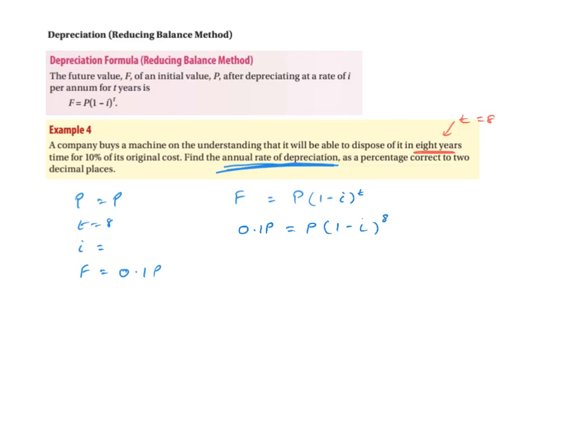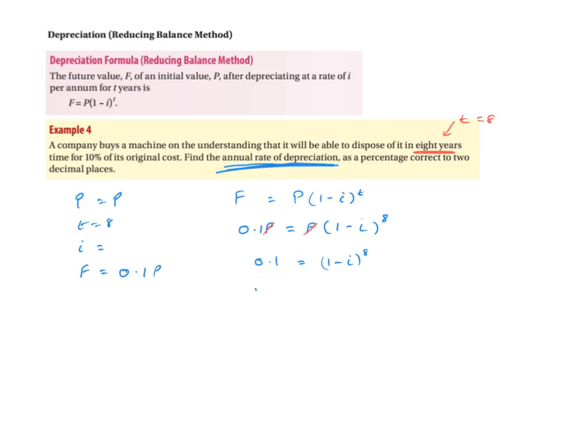Now hopefully you can see on both sides we have a P, so they're going to cancel, and we now end up with 0.1 is equal to (1 - I)^8. Okay, we have something to the power of 8, which means we have to undo this. If it was a square, so if this was (1 - I) squared, then we'd take the square root, but it isn't squared, it's to the power of 8. So we have to take the 8th root in order to get rid of this, and that means we have to take the 8th root on this side.